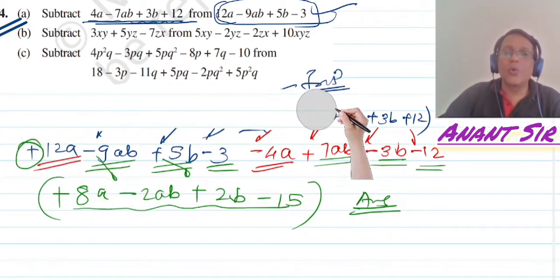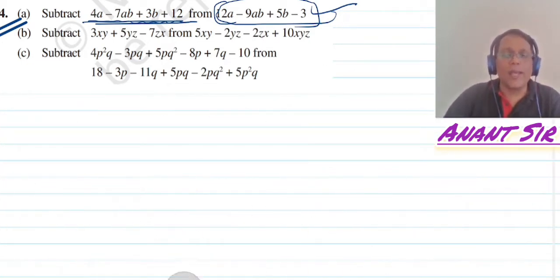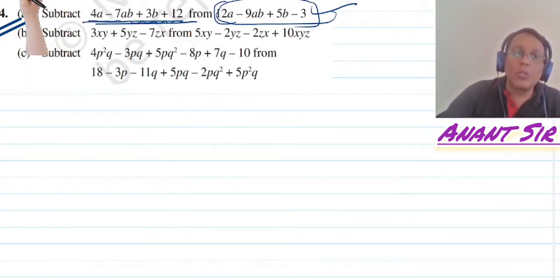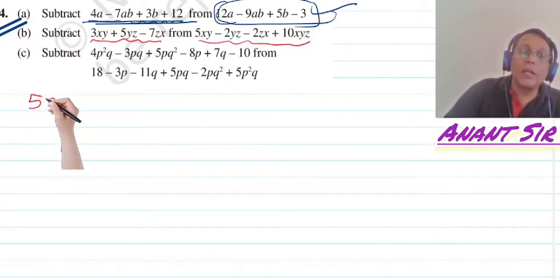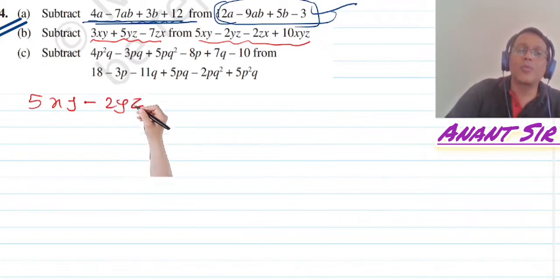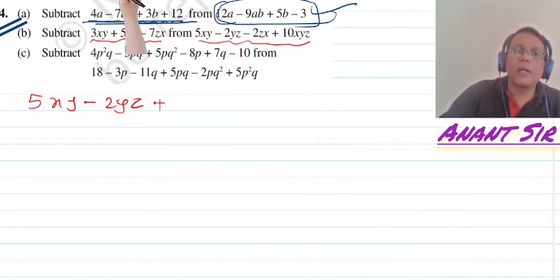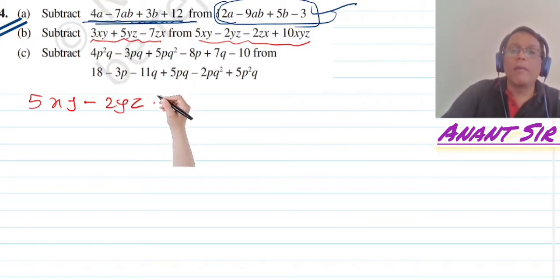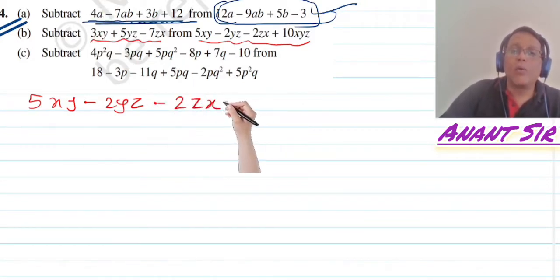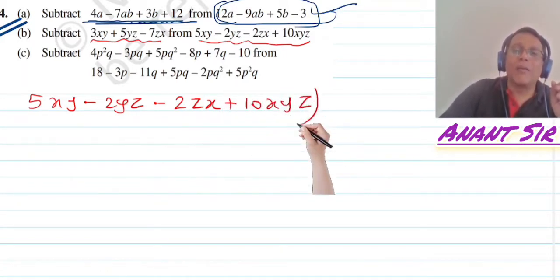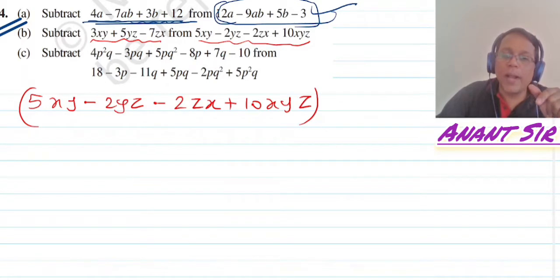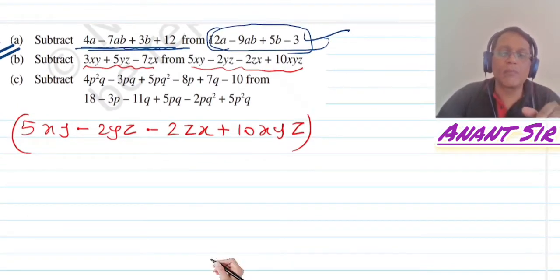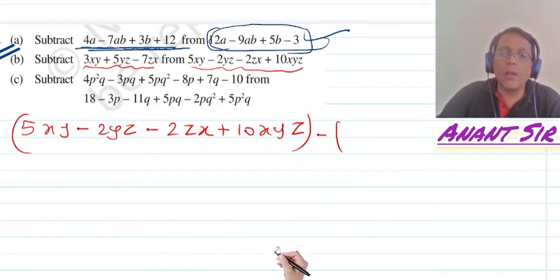That brings us to question number 4 part B. It's a similar question, nothing is different. We have to subtract the first term from the second term. So we write the second term first: 5xy minus 2yz minus 2zx plus 10xyz. We have to subtract another term from this. So first we write this term and then write the next term after giving the subtraction symbol.